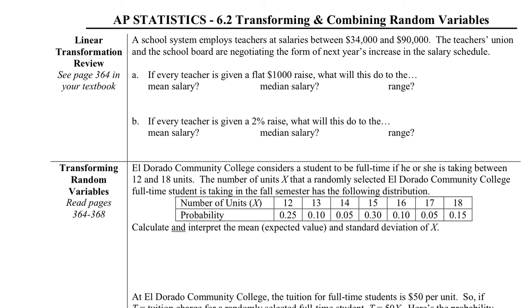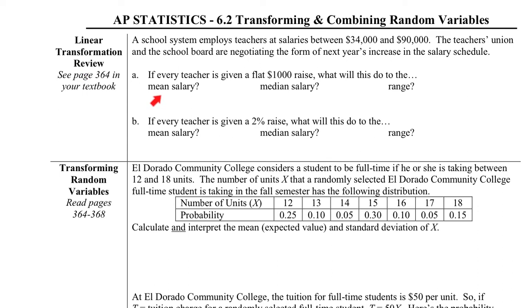AP Statistics, welcome to 6.2, where we're going to be transforming and combining random variables. You're going to find that we're really going to start combining a lot of the concepts that we've learned in the first part of the year and applying those concepts to these probability models. So we're going to review linear transformation.